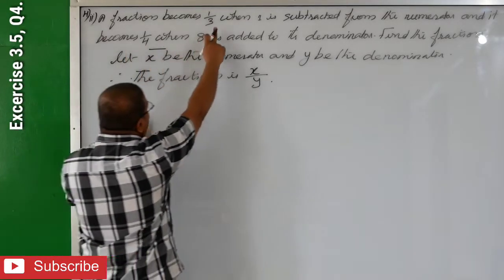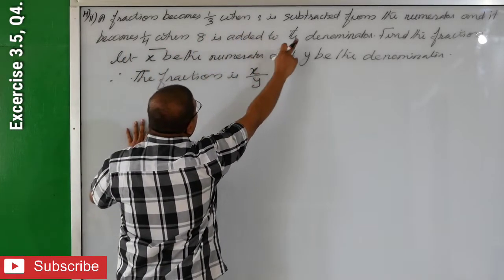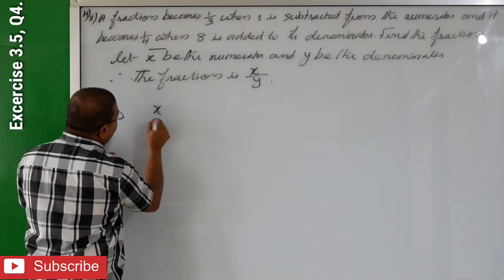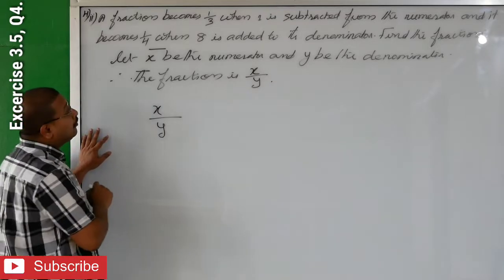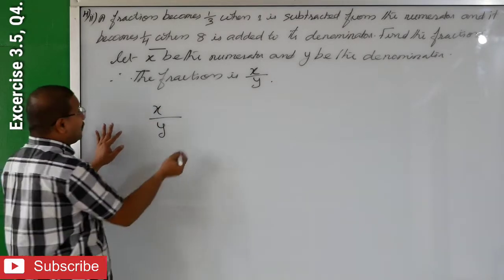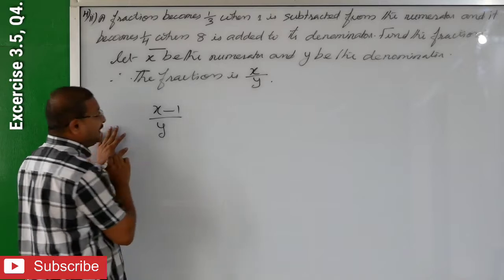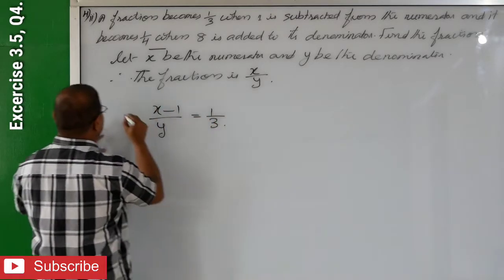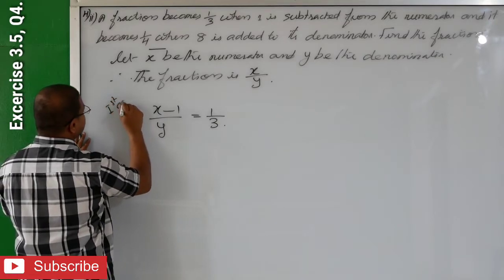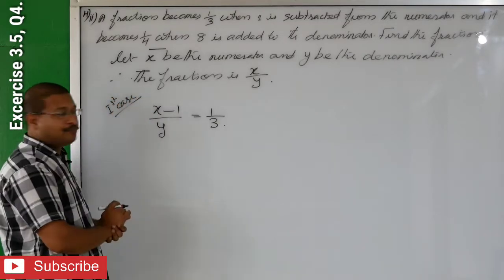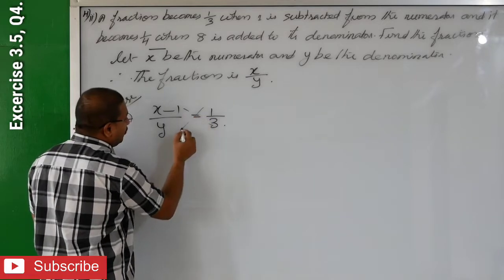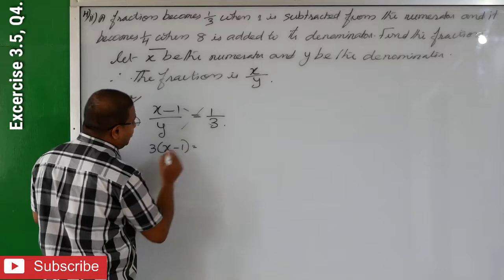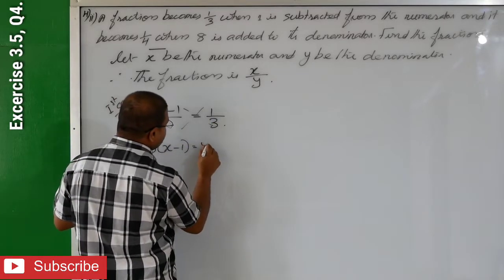Now, let us see the question. A fraction becomes 1 by 3 when 1 is subtracted from the numerator. See, x by y is the fraction. Now, when you subtract 1 from the numerator, 1 will minus, then it becomes 1 by 3. This is the first case. Ready? That means what will you do? We will cross multiply now. See, this way. That means 3 into x minus 1 equals y into 1, that is y.